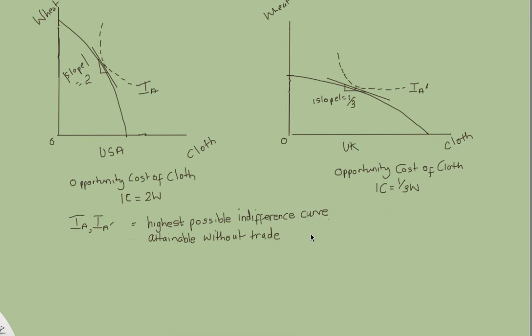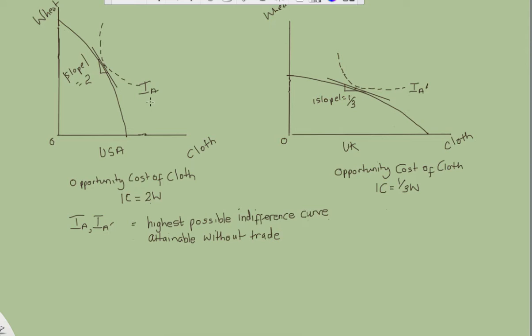So what we've got here then, we've got two countries. The USA has an opportunity cost of cloth in autarky of 1 cloth equals 2 wheat, and in the United Kingdom 1 cloth equals 1/3 of a wheat.